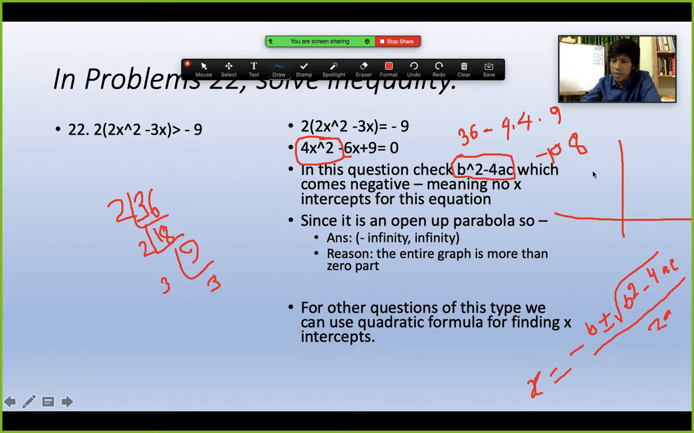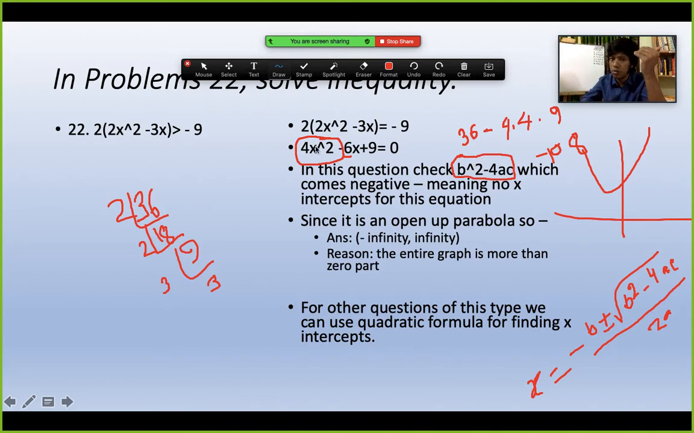You will notice that if we try to draw the whole function, there is no x-intercept. That means the whole graph is here or somewhere here. We do not know where exactly, but we know that it is above the x line. How do we know that? Because there is no x-intercept. If there were an x-intercept, then the graph would come here or here. So we know for sure the whole graph is above the line in this case.